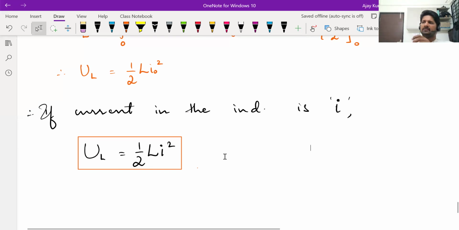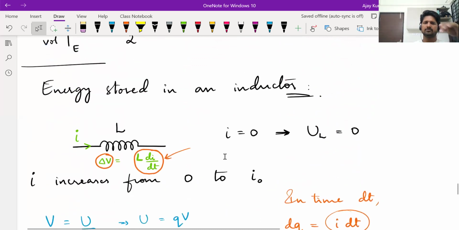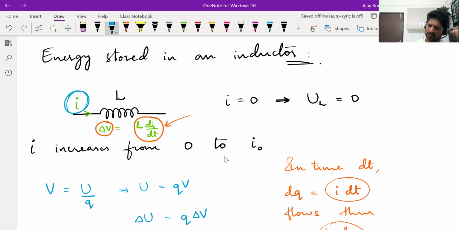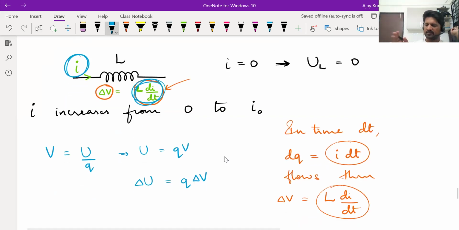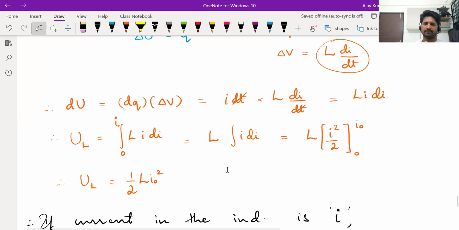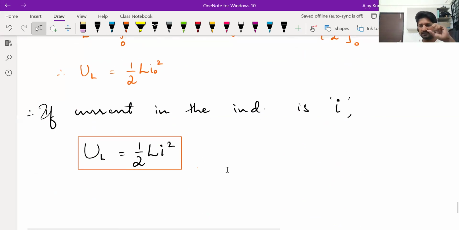How did we derive it? We assumed there was an inductor with no current initially, no current, no energy. The current gradually increases from 0 to I. As the current increases, at a random instant, let the potential difference be L di by dt. When current is flowing through an inductor, it means charge is flowing through the inductor. So it's like charge is flowing through that potential difference of L di by dt. We use that idea. When charge goes through a potential difference, charge multiplied with the potential difference is the energy gained or lost. Here, the charges will lose the energy, the inductor will gain the energy. And finally, when the current becomes I, the energy in the magnetic field of the inductor is half L I square.